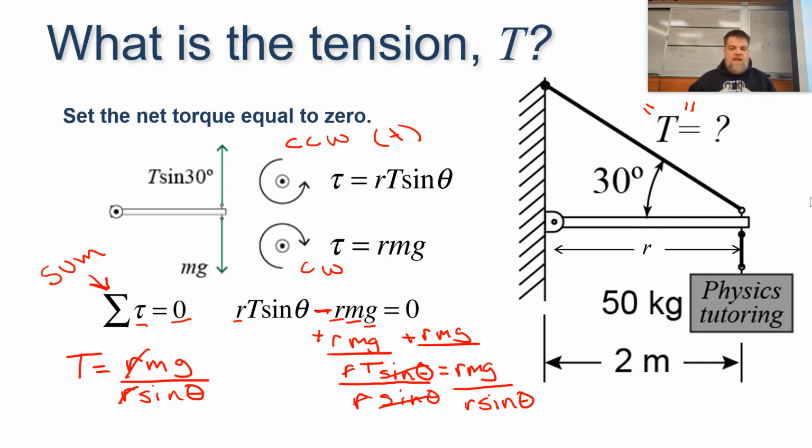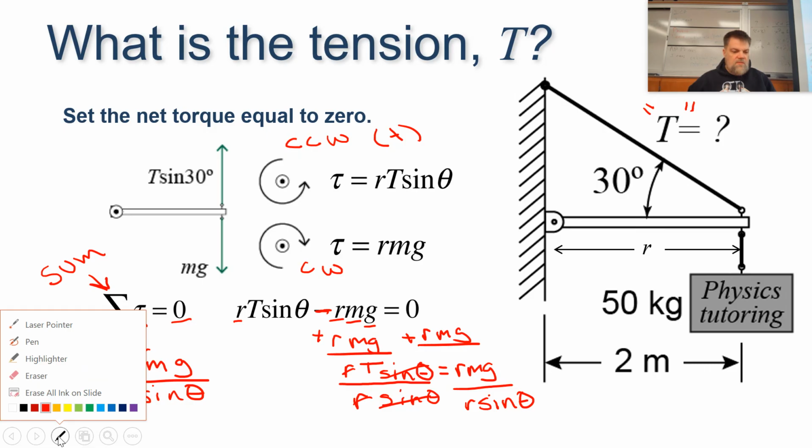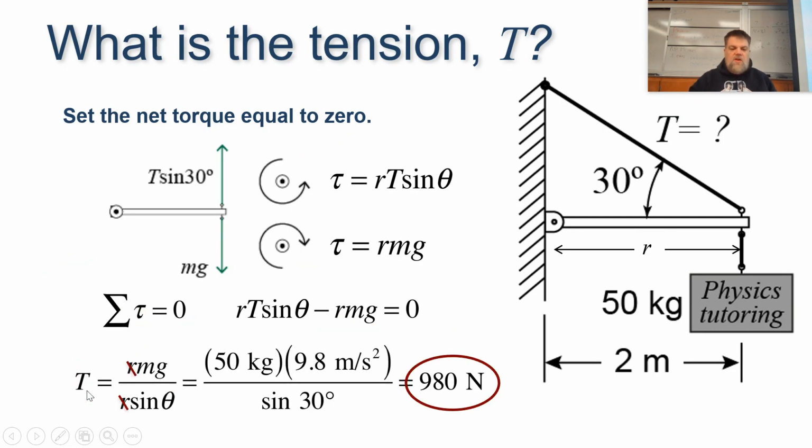Okay. So now I'm going to clear out the ink. So that's exactly what we do. We plug in the numbers. So just write down the numbers now. When I plug in the numbers, I get that it's 980 newtons. So over here, this is T equals 980 newtons.